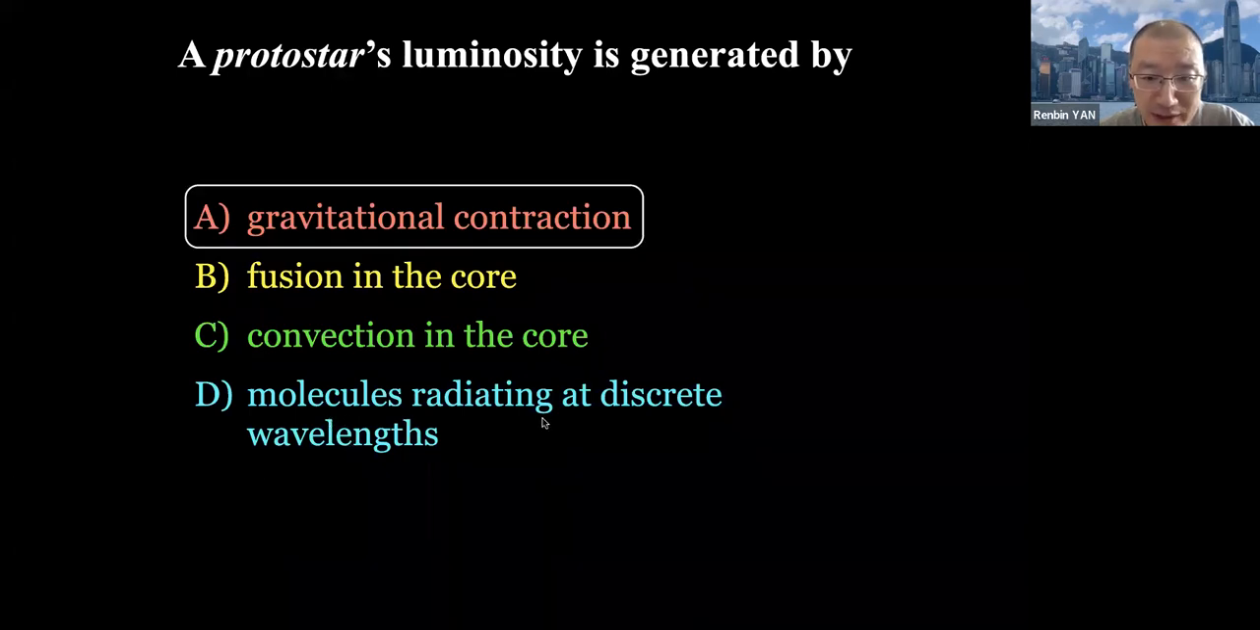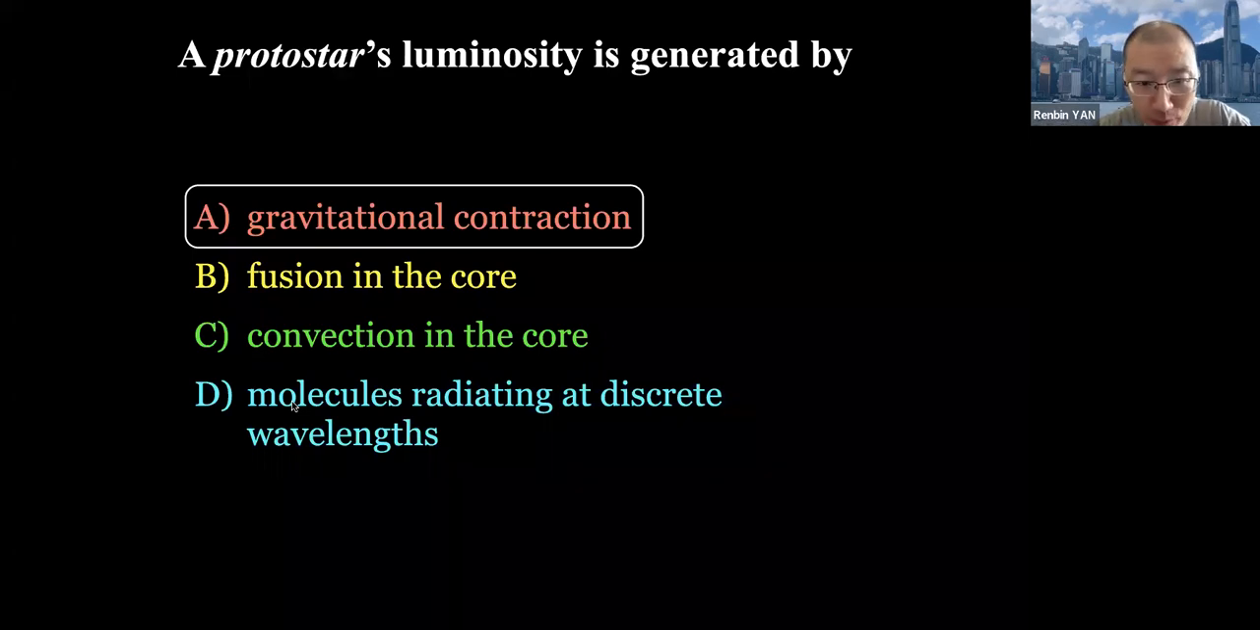It's not molecules radiating at discrete wavelengths. In the process I just described for the previous question, the molecules radiate away the energy so the cloud can collapse. But at that stage, we don't call it a protostar yet because the star hasn't formed. You need molecules radiating away the energy in a cloud so that they can form a protostar in the middle.